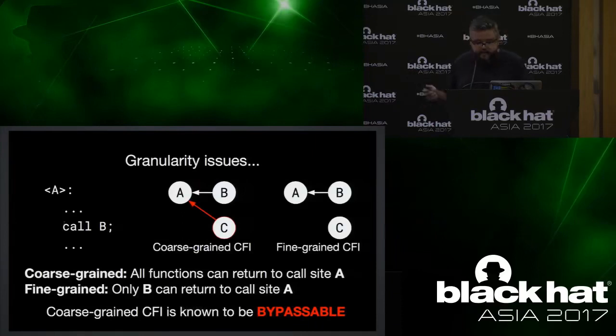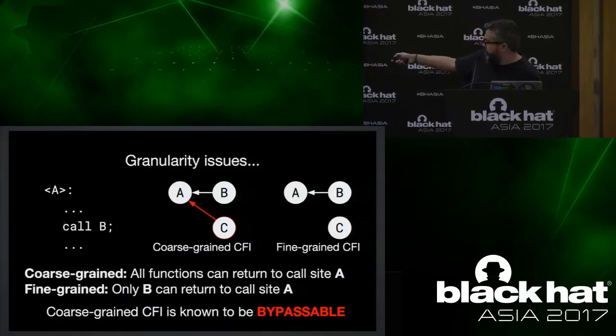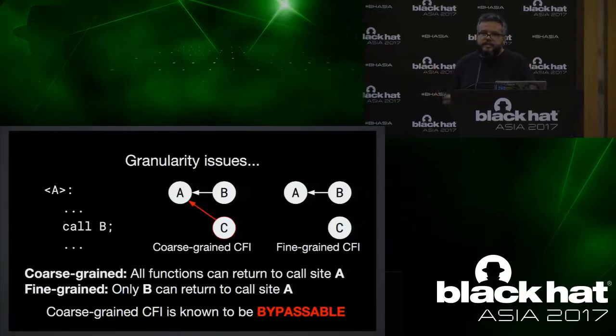First, speaking on granularity issues, in CFI we have two major classifications: coarse-grained CFI schemes and fine-grained CFI schemes. Imagine this situation: we have a function A which is calling a function B. In coarse-grained CFI, which is more permissive, function B and function C are both allowed to return to the instruction right after the call to B. In this scheme, you are not enforcing that only B can return here. Whatever function may return to the instruction right after a call. So this is basically coarse-grained CFI.